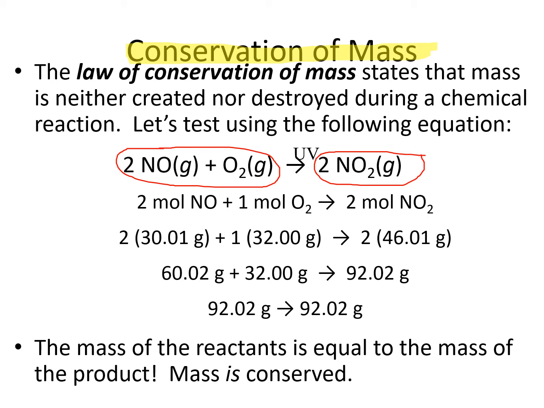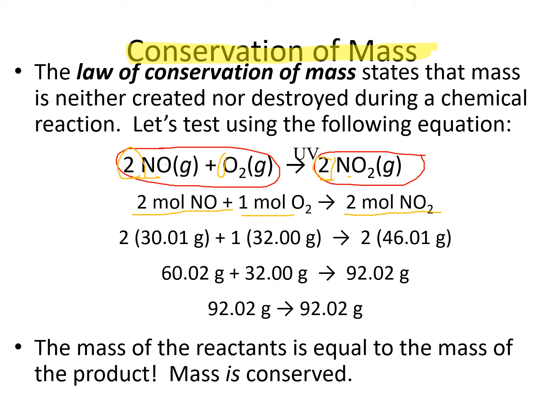2NO means I have 2 nitrogens. I have 1, 2, 3, 4 oxygens on the reactant side. 2NO2 means I have 2 nitrogens and 4 oxygens on the product side. So everything looks good here. And remember these coefficients, the 2, the 1, and the 2 represent molar ratio. So we can just make up some numbers. Let's say we have 2 moles of nitrogen monoxide gas. Based on these ratios, we know that 2 moles of nitrogen monoxide gas will react with 1 mole of oxygen gas to produce 2 moles of nitrogen dioxide.